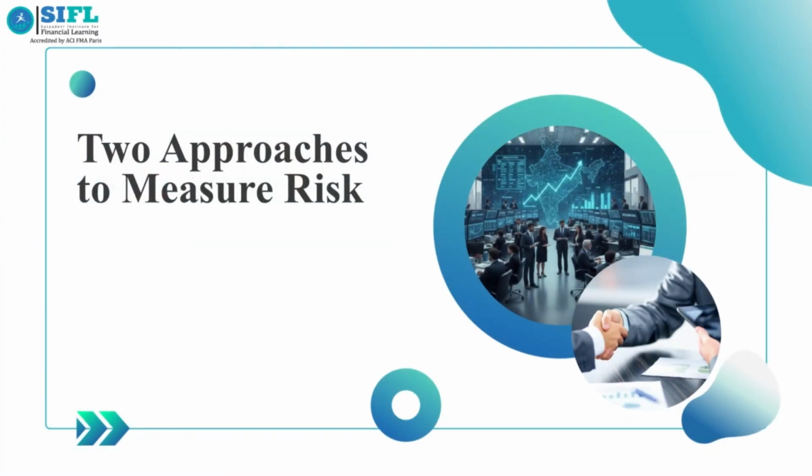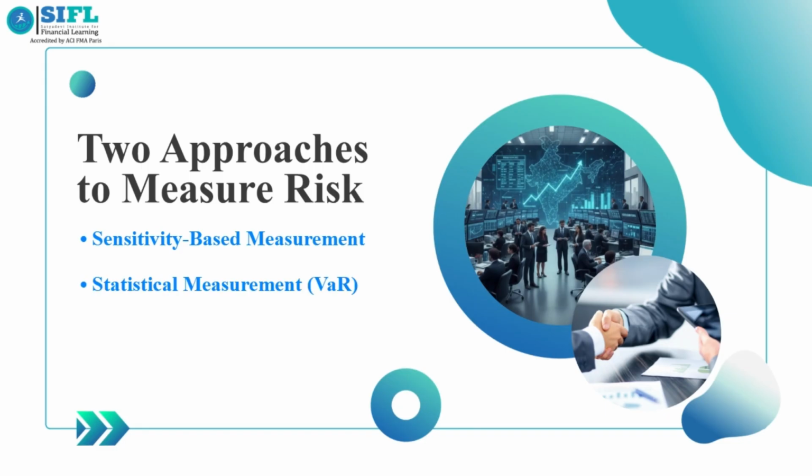When banks measure market risk, they do not rely on a single method. There are two primary approaches used together. The first is sensitivity-based measurement. This tells us how much the portfolio value changes for small movements in market variables like interest rates, exchange rates, or prices. The second is statistical measurement, mainly through value at risk, or VaR.